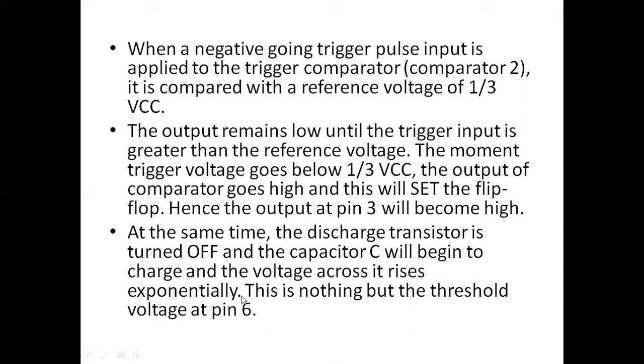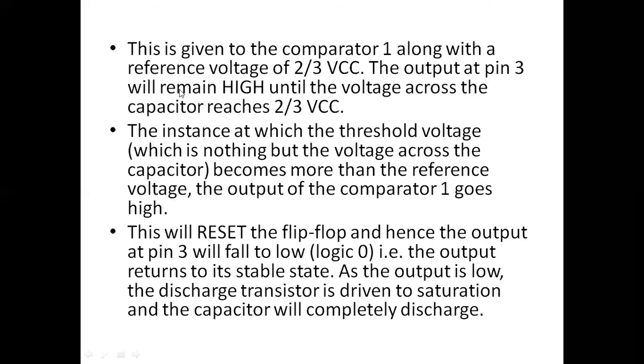Whenever the capacitor is charging and the capacitor voltage crosses 2 by 3 VCC, the comparison takes place at comparator 1. So whenever it crosses 2 by 3 VCC, comparator 1 output will be high and it resets the flip-flop. Whenever it resets the flip-flop, the output will be 0 and the Q bar will be 1, and finally we can get the output at pin 3 as high. So this is the comparison operation performed at comparator 1.